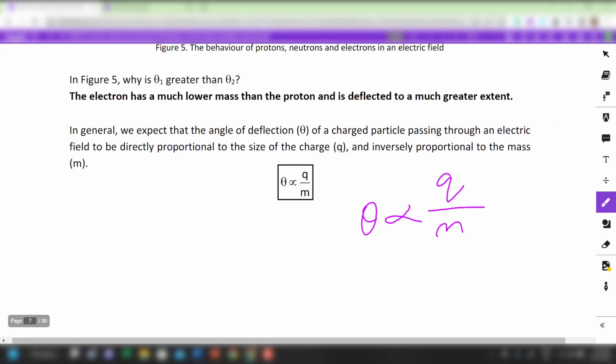Do take note of one very important detail here. Sometimes students will forget: this is proportional. There is a proportionality constant that is not told to you, that is unique to the system. So theta is actually equal to a proportionality constant, say A, times Q over M. When you perform your calculation, do not anyhow use equal. If it's proportional, please take that into consideration.